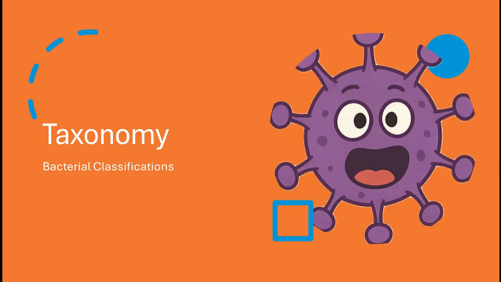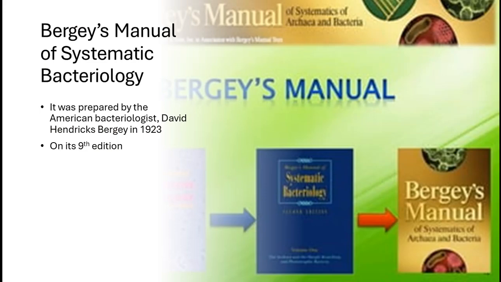In this video, we're going to talk about prokaryotic taxonomy or classification. Now, when talking about prokaryotic classification and identification, there's still a lot of discussions and changes still occurring. However, the authority on the subject is Bergey's manual. It was first developed in 1923 by David Hendricks Bergey, who is an American bacteriologist.